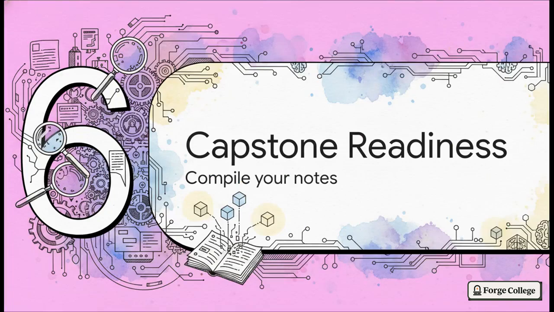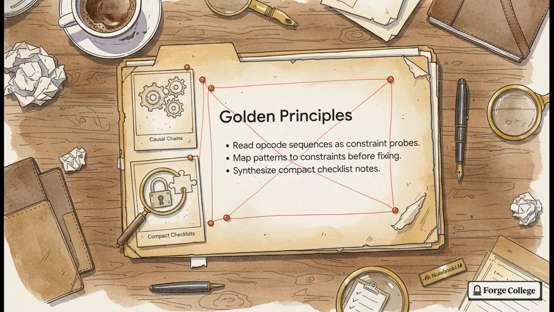And that brings us to Section 6, Capstone Readiness. We've gathered the clues, we understand the constraints, and we've even automated our pattern recognition. We are totally ready to compile our final synthesis notes and head into the capstone analysis. As you prepare for your capstone, keep these 3 golden principles in mind. First, read traces as causal chains. Opcodes are probes revealing constraints. They are not disconnected events.